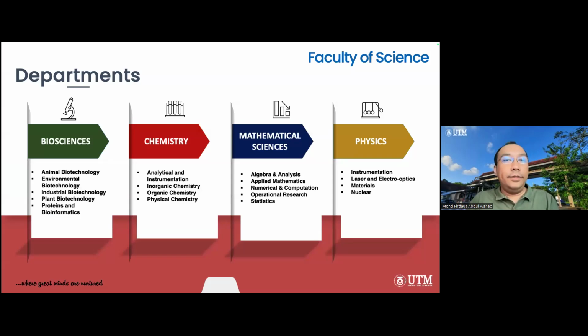So for the Faculty of Science, we have 4 departments, the Biosciences, which I belong to. And you can see here, these are just the panels, the loosely affiliated panels that we have. So our research can be affiliated to one of these or slightly different from this. So these are just the academic panel, we call it. And then we have the Department of Chemistry, Mathematical Sciences, and Physics as well.